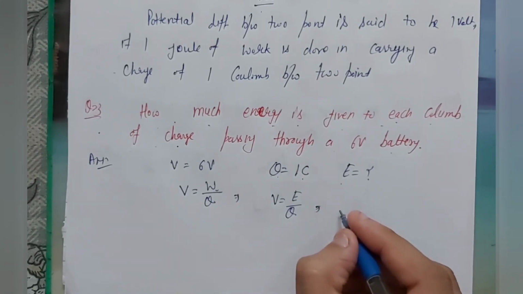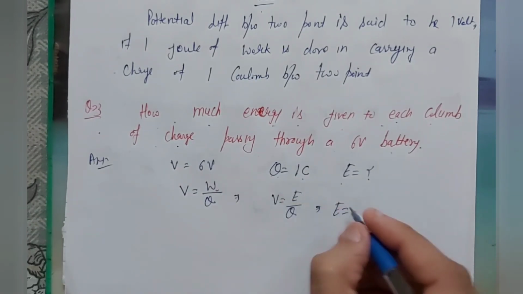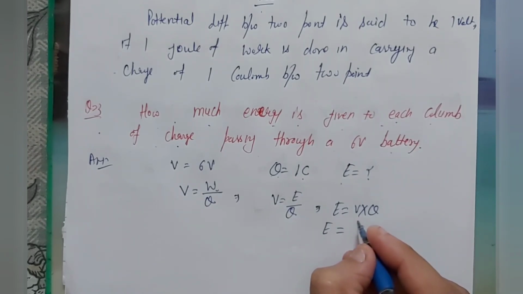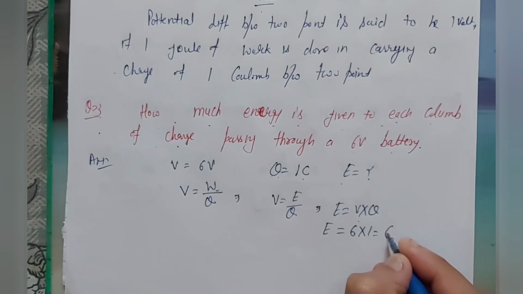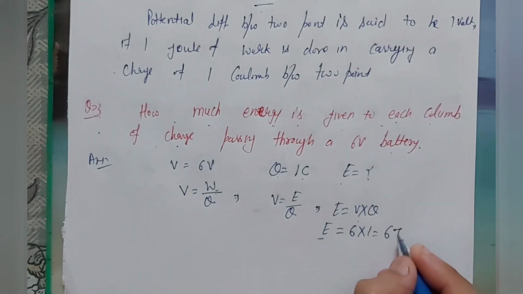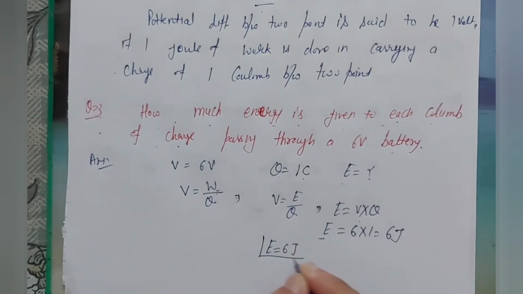So how can we find out the work done, or the energy? E is equal to V multiplied by Q. What is the V value? This is 6 multiplied by 1, that means 6. And as we know, the SI unit of work done and energy both are joule. So energy will be equal to 6 joule. This is the answer of this question.